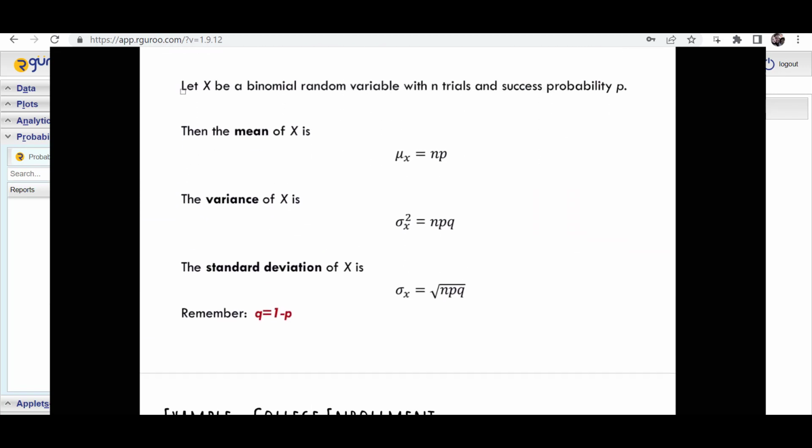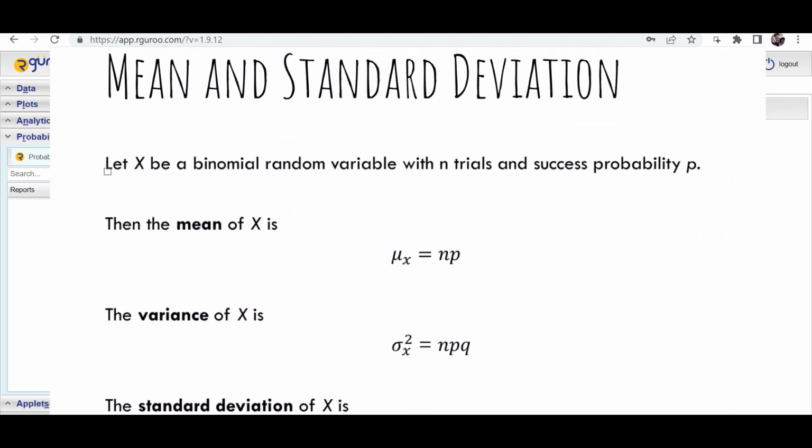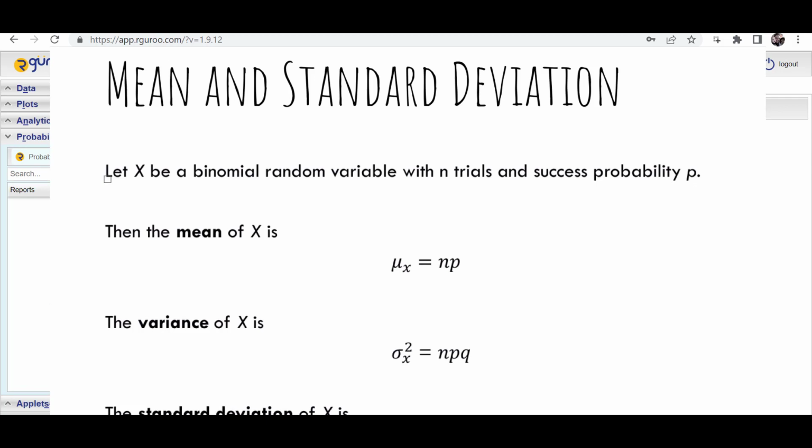Okay, so a couple more formulas. These are pretty basic. We've talked about how to find the mean of a random variable. Let me just remind you, we did the mean of the random variable, which is the same as the expected value, was the sum of x times p of x, right? Remember, we did that. We also used Rgruoo to calculate that.